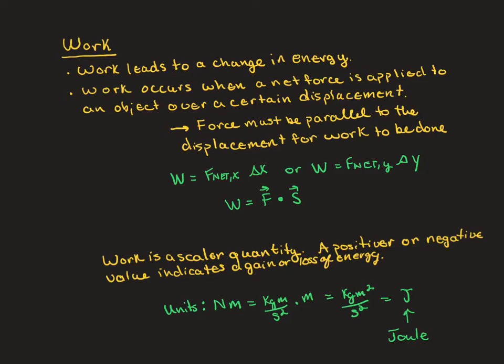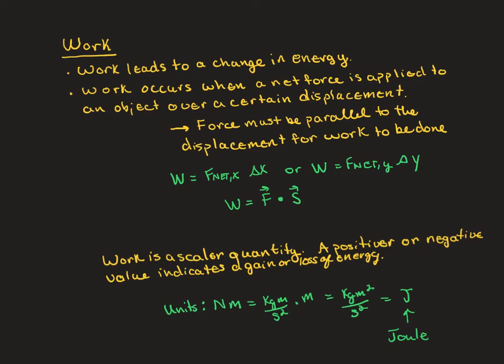So before we get to energy, though, let's talk about work, because there's another half of this equation where we're saying work leads to a change in energy. So energy final minus energy initial. But in order to then change that energy, we have to do something to the system. And that's going to lead back to what we just talked about in topic 4. So work occurs when a net force, so the same net force in the x or net force in the y that we discussed in the previous topic, is applied to an object over a certain displacement.